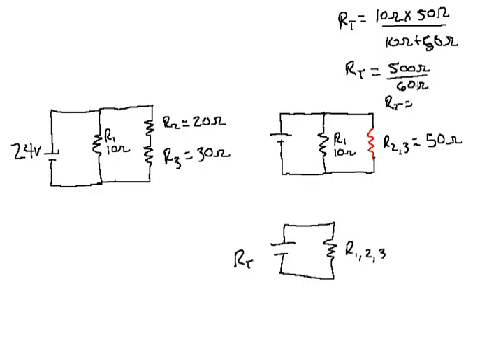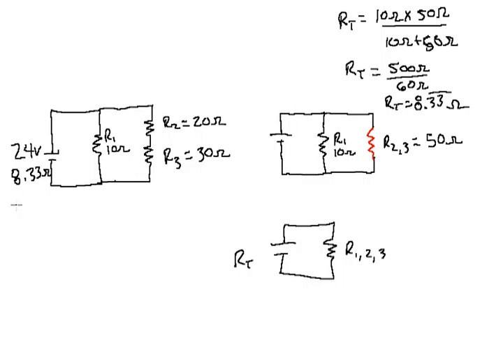RT will then equal 500 divided by 60, 8.33 repeating. So in this instance, RT is going to be 8.33 ohms. Great. Well, because we know our voltage, and we just solved for our total resistance, we can use Ohm's law to find our total current.